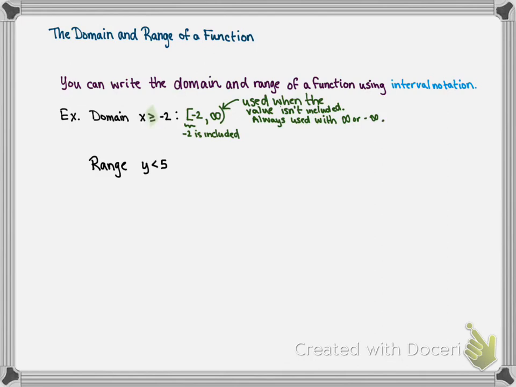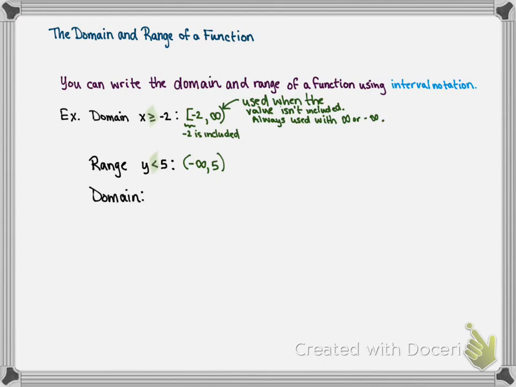Let's look at the range. y is less than 5. So what is the smallest value that y can be? Well, if it's all the values less than 5, that starts at negative infinity. Negative infinity gets the curved parenthesis. And then the largest value is 5. 5 also gets a curved parenthesis because there is no equal bar included. So 5 is not included in the range.